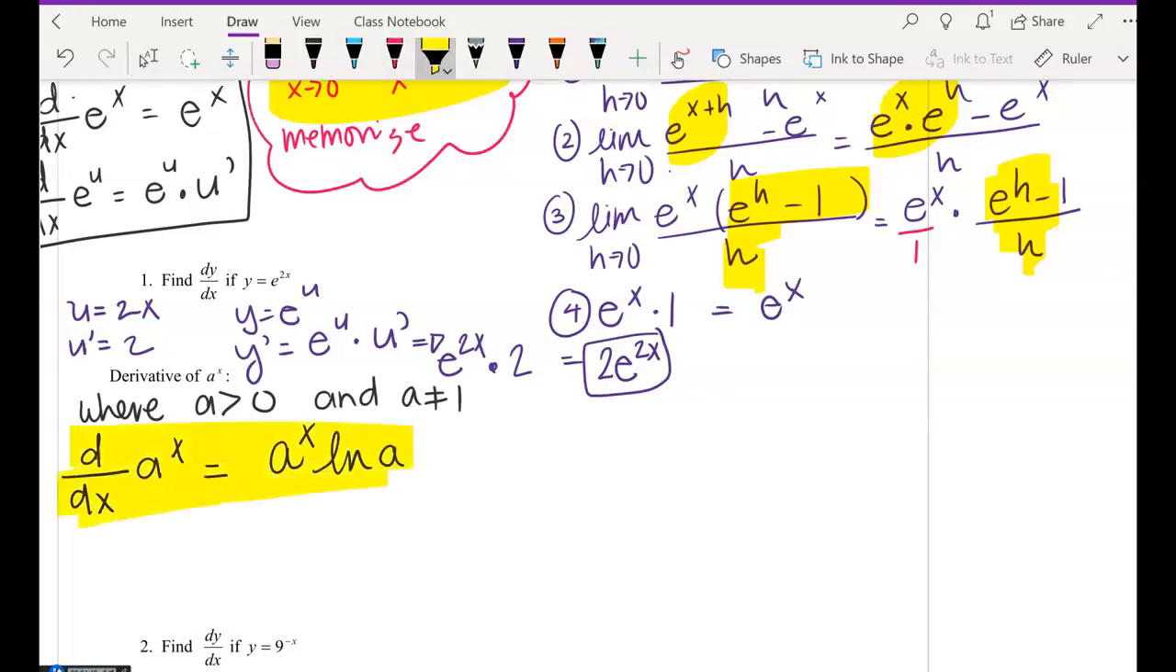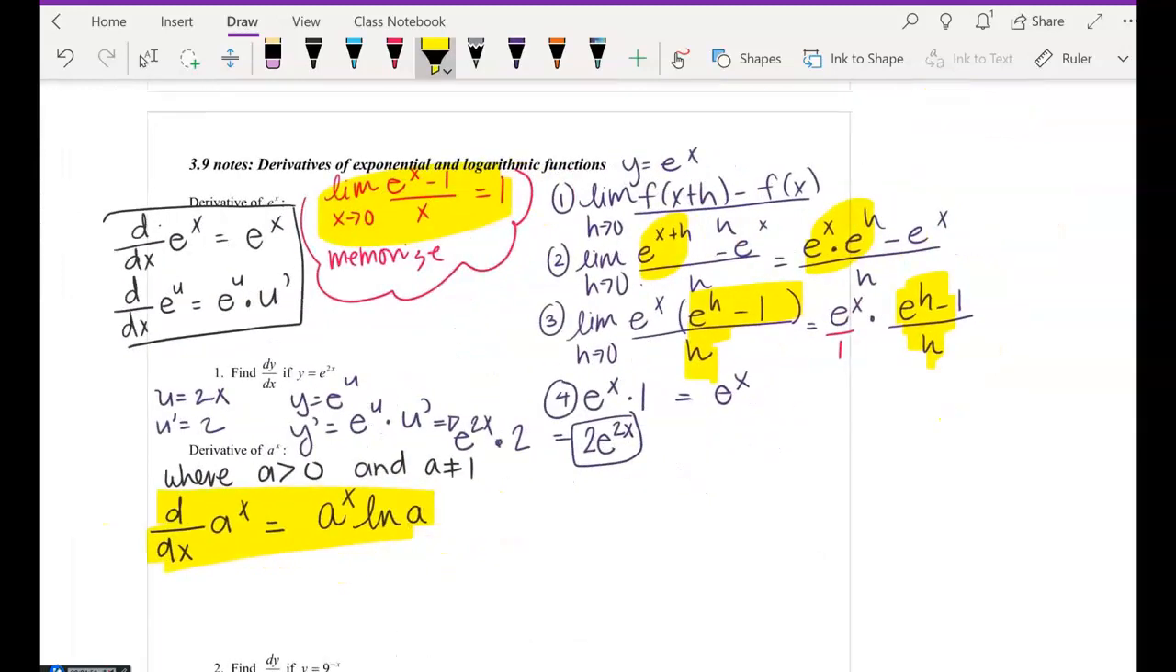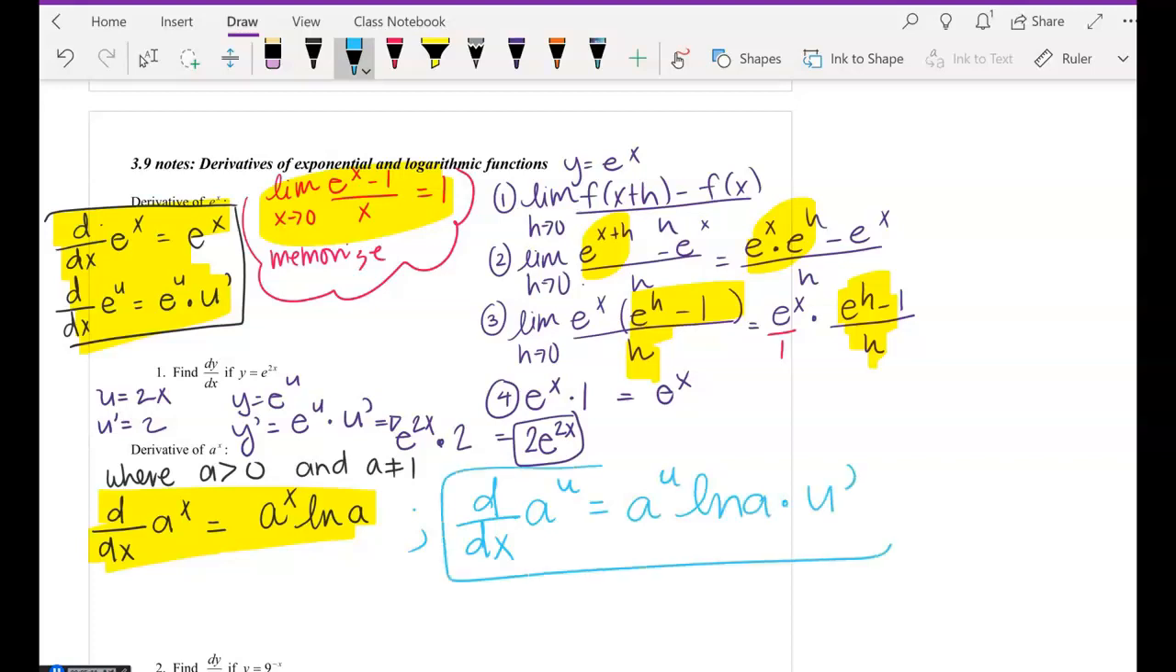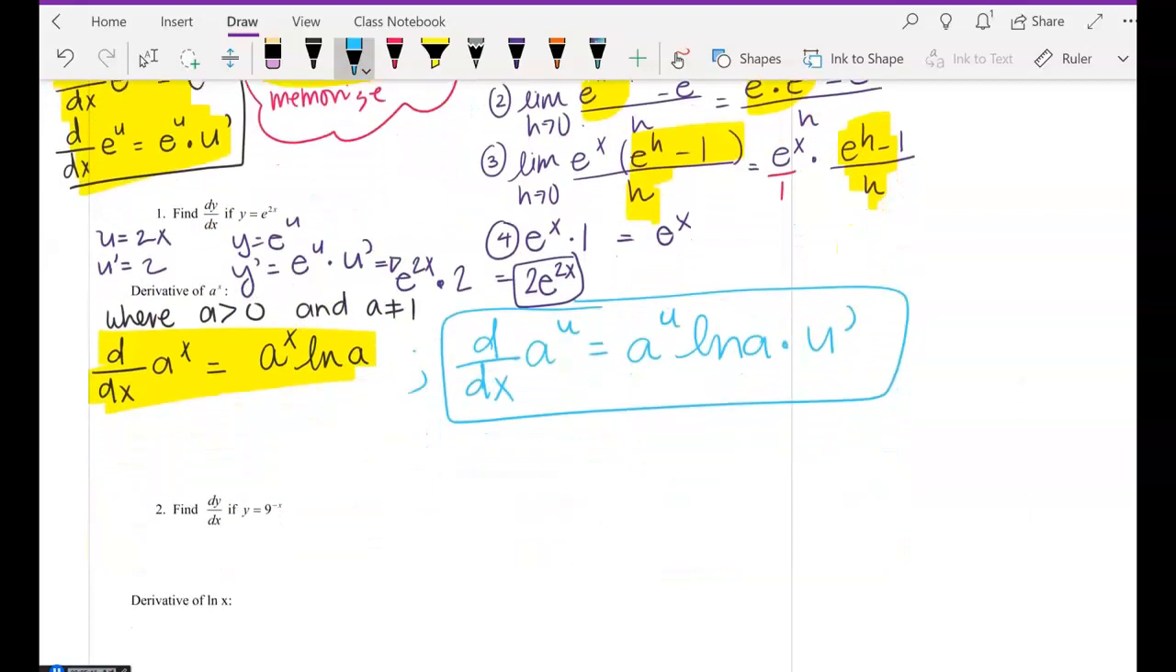But sometimes we have the chain rule, which we use u substitution for. I'm going to highlight all the things that you have to know, okay? The chain rule, sometimes it's a little bit confusing for some of you. So sometimes you're asked to do the derivative with respect to x, and then you have to substitute u. So how does that look? It's a to the u natural log of a times u prime. So make sure if you're using u substitution, you have to multiply by the derivative of u.